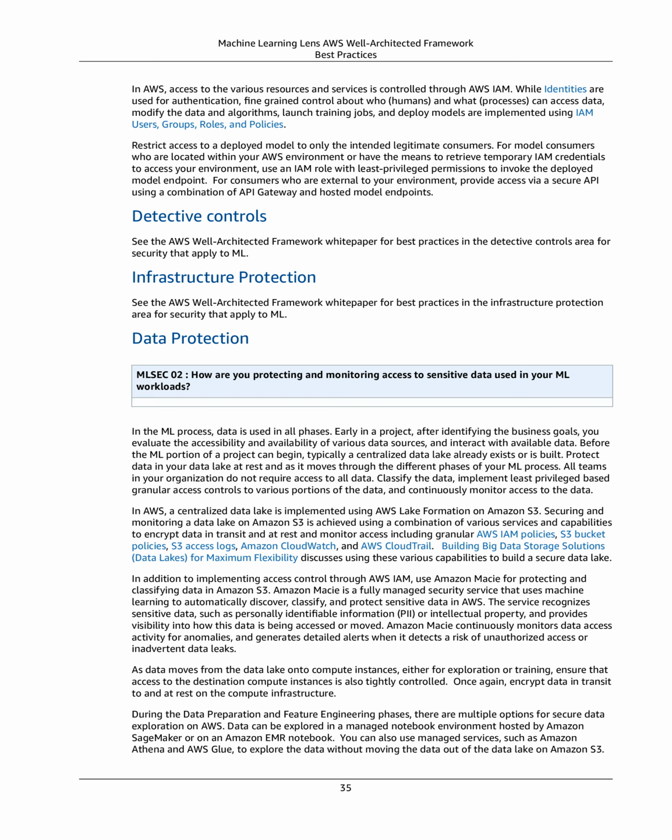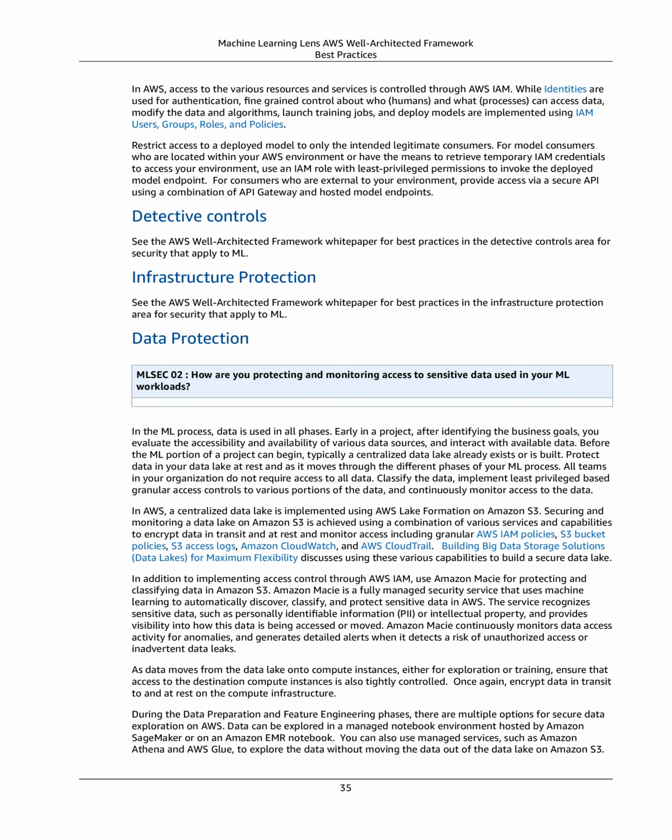While identities are used for authentication, fine-grained control about who, humans, and what processes can access data, modify the data and algorithms, launch training jobs, and deploy models are implemented using IAM users, groups, roles, and policies. Restrict access to a deployed model to only the intended legitimate consumers.